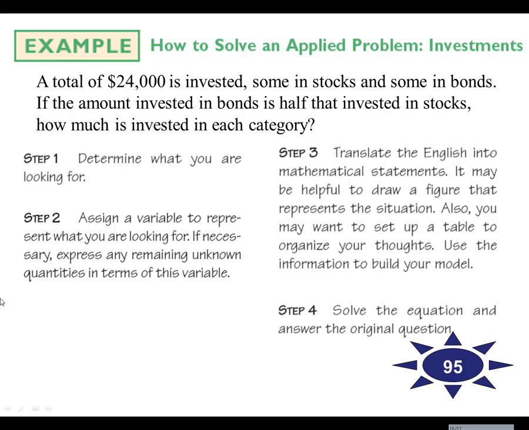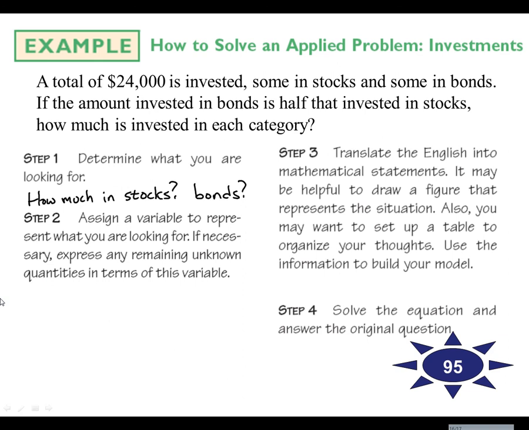So let's walk through the steps here. A total of $24,000 is invested. Some of it's in stocks, some of it's in bonds. If the amount invested in bonds is half that invested in stocks, how much is invested in each category? All right, what are we looking for? We're looking for how much invested in stocks and how much in bonds, right?